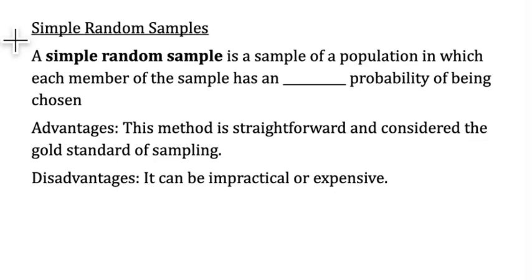Next, we're going to look at 4 types of samples that can help researchers get representative and unbiased samples. First, we'll look at simple random samples. A simple random sample is a sample of a population in which each member of the sample has an equal probability of being chosen. Selection can be achieved through methods like random number generation or drawing names out of a hat.